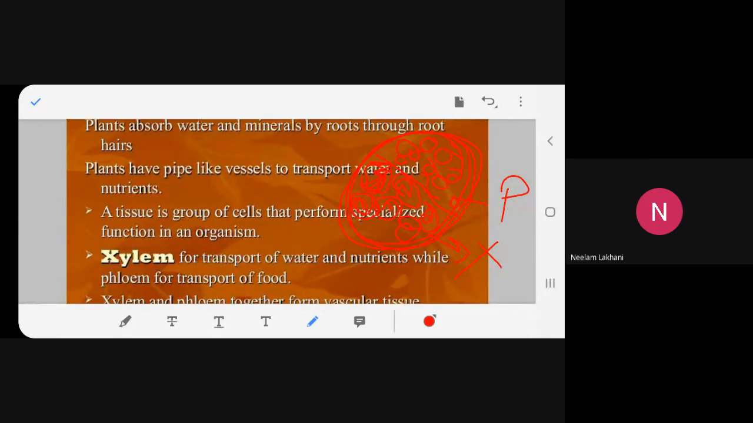Generally, xylem are dead tissues and phloem are living tissues. Have you understood? A little bit of hints I'm giving for you to understand properly. So these are called vascular bundles. Now, what is the function of vascular bundles? They conduct water and nutrients through xylem, food through phloem.